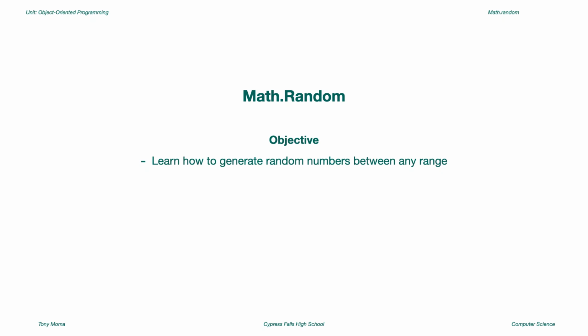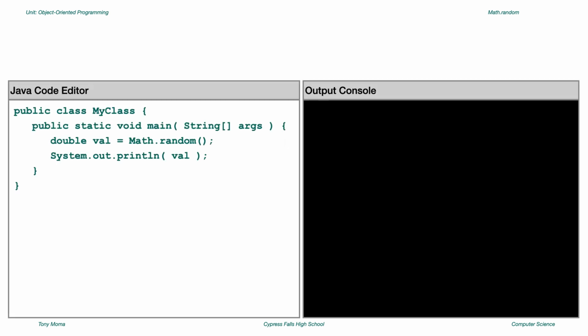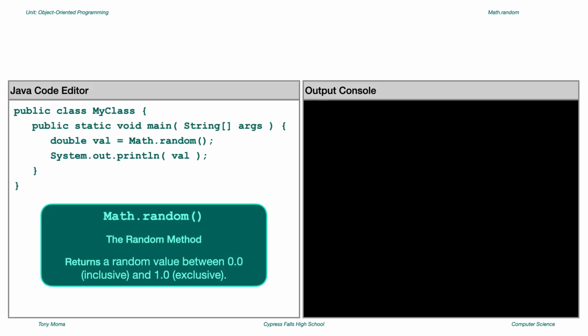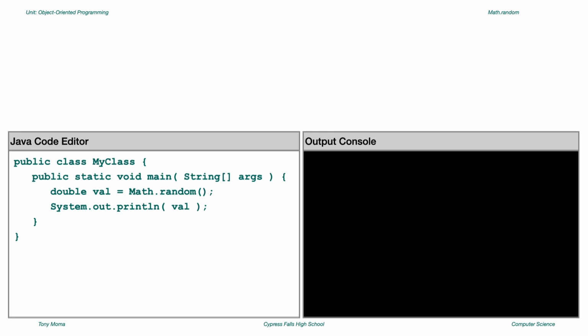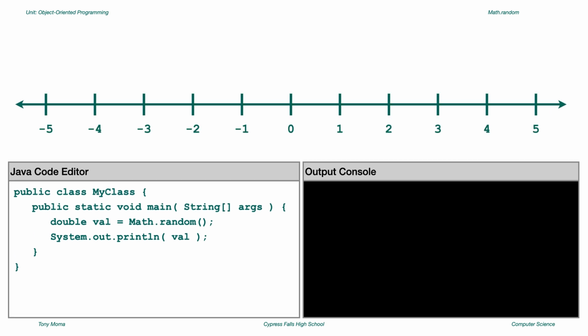Math.random. In this video, we will learn how to generate random numbers between any range. In the previous video, we learned about the Math.random method, which returns a random value between 0 and 1. To help with understanding how the random method works, we're going to use a number line.